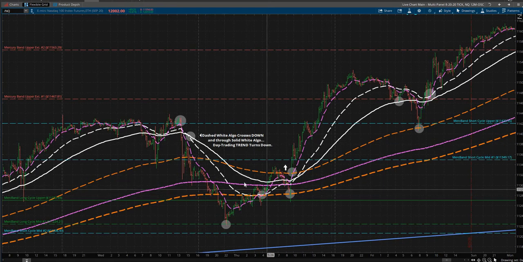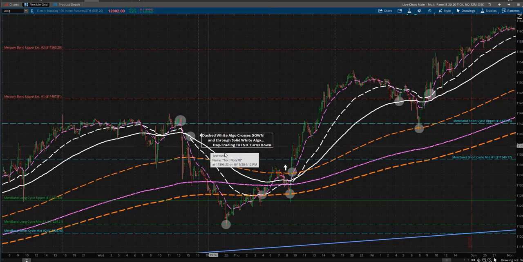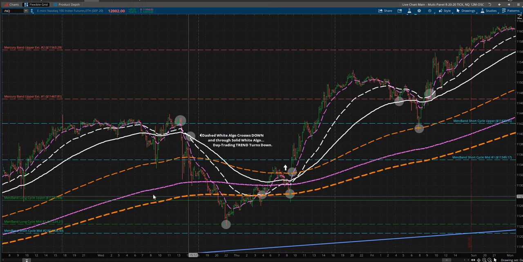So just from fastest to slowest: purple, dashed white, solid white, and of the two orange ones, this is the slowest. You can see how gradual the slope is. And then this other orange algo is a little bit faster trend algo.